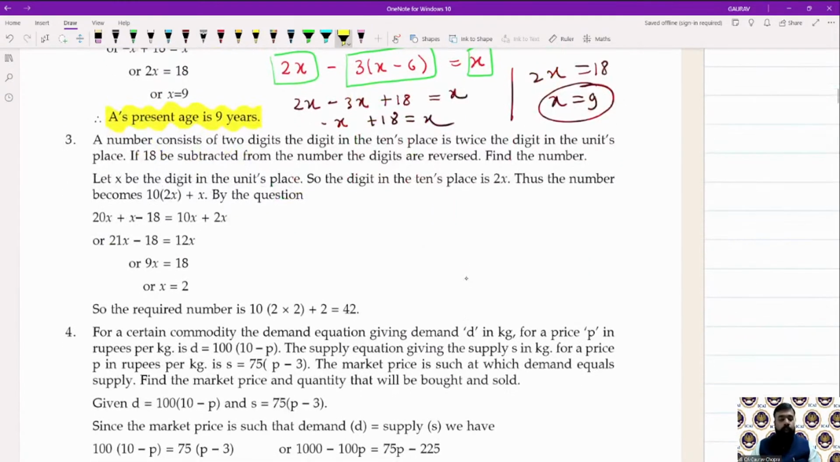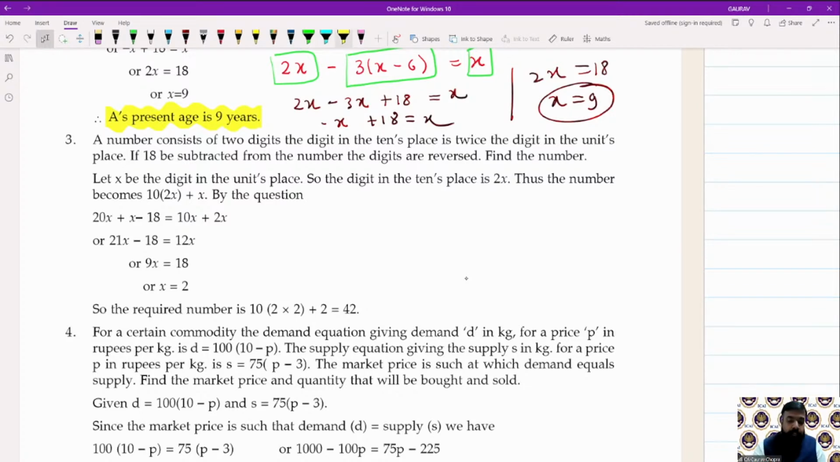Now, moving towards question number 3. A number consists of 2 digits. Yes, this will be more tricky. A number consists of 2 digits. The digit in the tens place is twice the digit in units place.